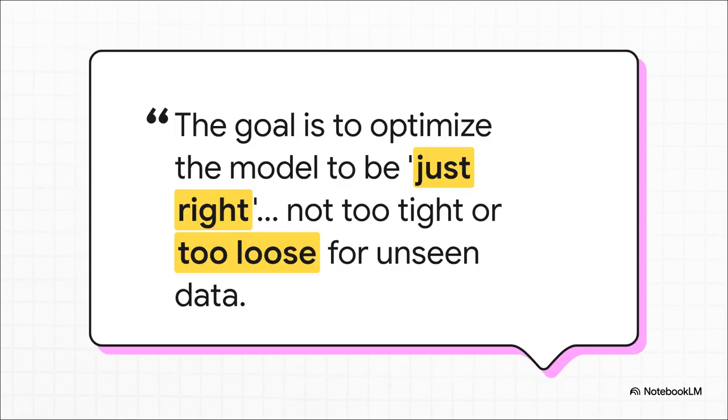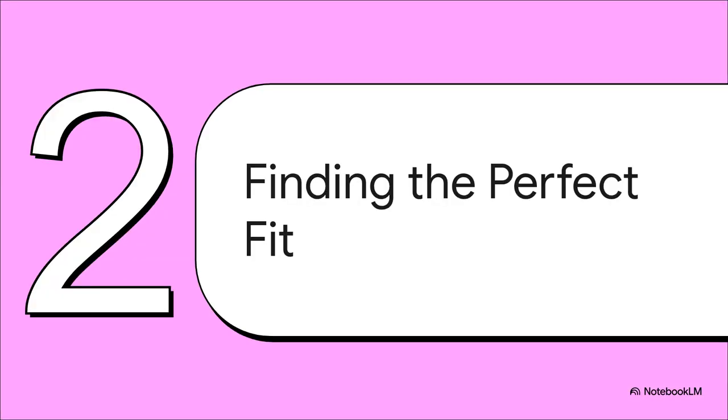This really gets to the heart of it. We're looking for that Goldilocks model. It can't be too loose and generic, and it can't be too tight and specific. The goal is to get it just right so it can make smart predictions on data it's never seen before. All right, so how do we actually do that? How do we find this perfect fit? Well, just like a great tailor, a data scientist has a really careful process for measuring, adjusting, and testing to get the final product right.